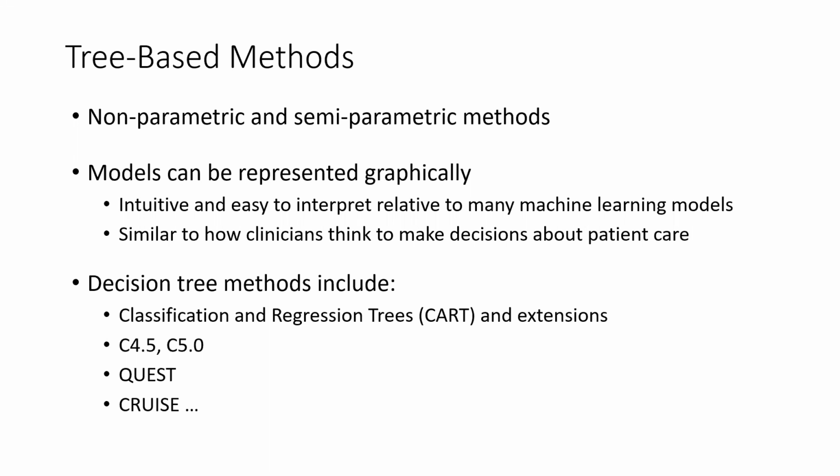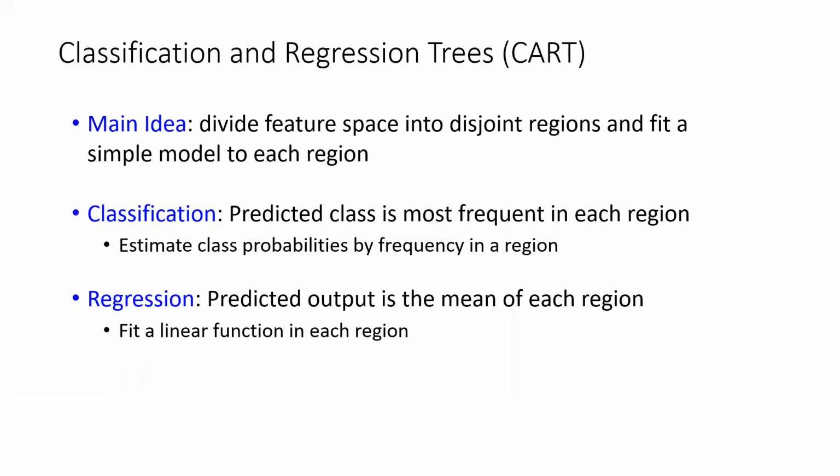There are lots of them out there. I show a list of some of them here. Classification and regression trees, or CART, was one of the first methods, and there have been extensions of that since. We also have C4.5, C5, QUEST, CRUISE, and other ones, GUIDE, etc. So there's a lot of versions. We're going to focus on CART because it was one of the first ones developed, but a lot of these approaches can be applied to the other decision tree approaches.